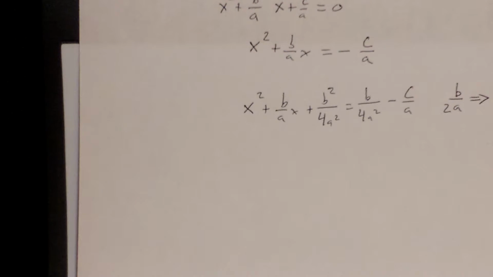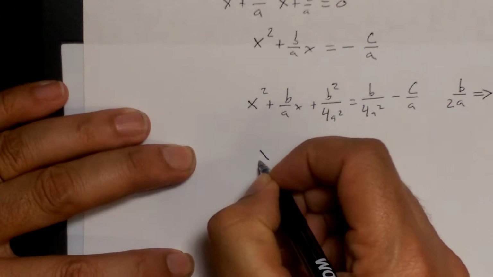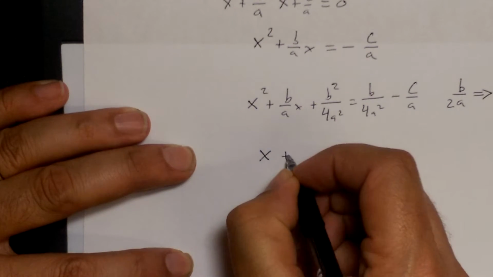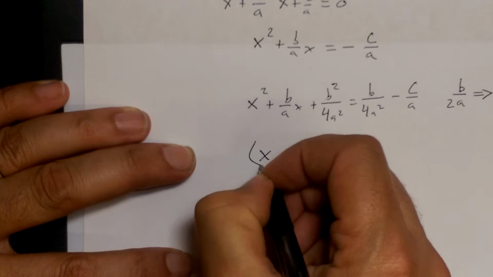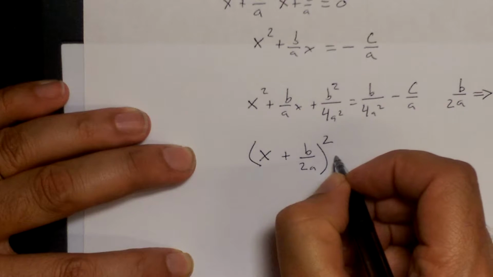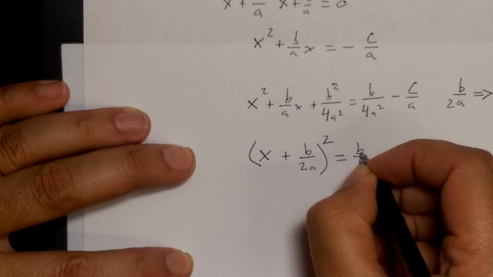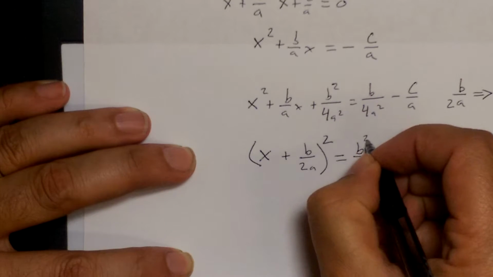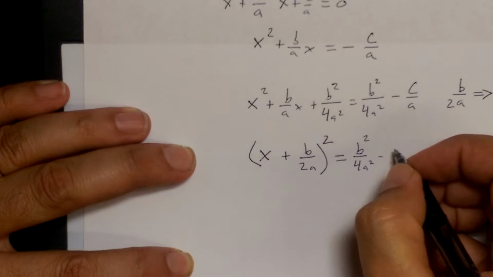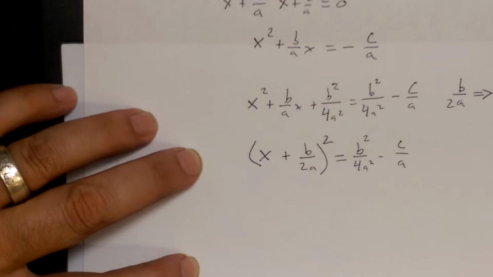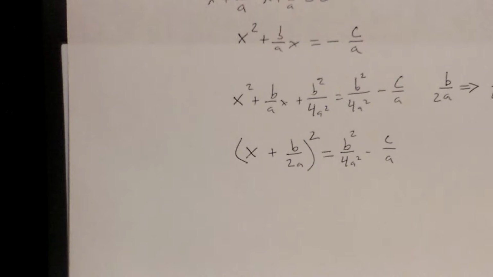Remember, from completing the square, we can simplify this side of the equation, and that has to equal this side: b squared over 4a squared minus c over a. Now, I want to simplify this side of the equation a little bit. I'd really like to make that into one term.